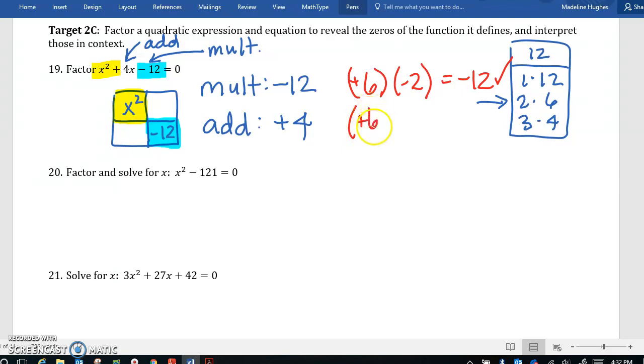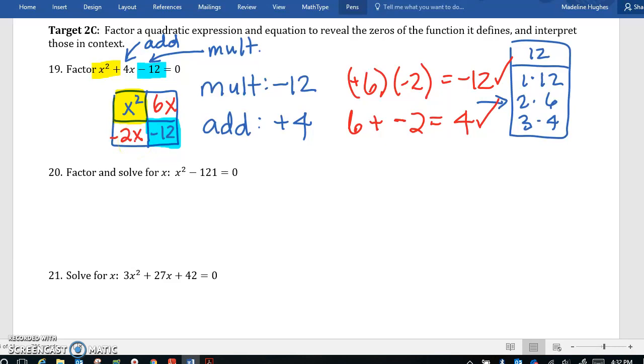So a positive 6 plus, I'm going to erase these. I don't need those. A positive 6 plus a negative 2. Plug that in our calculator, and you will see that it gives us a positive 4. So we're good to go. So in these boxes, I want 6x and negative 2x.